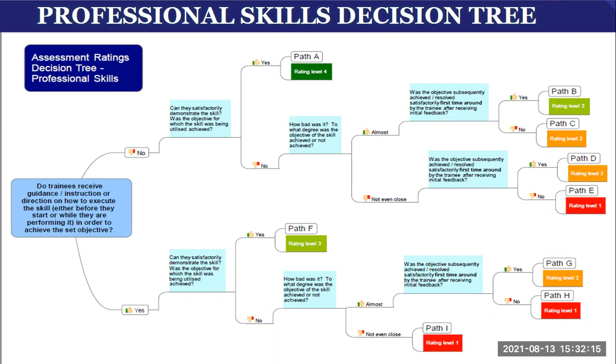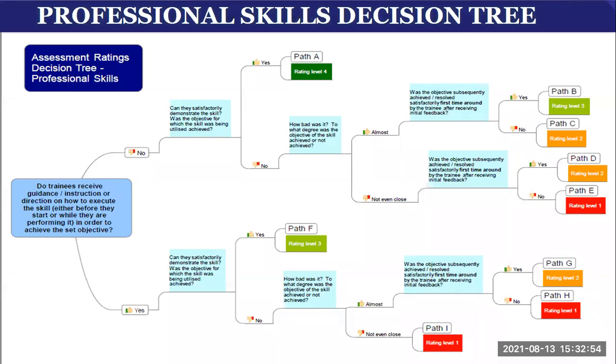It will then trigger another question, that is, can the trainee satisfactorily demonstrate the skill? That is, was the objective for which the skill was being utilized achieved? So here you can also answer yes or no. Once you answer yes to this, it means that you have achieved a rating level of 3 for your professional skill that you are claiming, and that would be path F. And then if you answer no to this, it would then trigger another question on how bad was it? So to what degree was the objective of the skill achieved or not achieved?